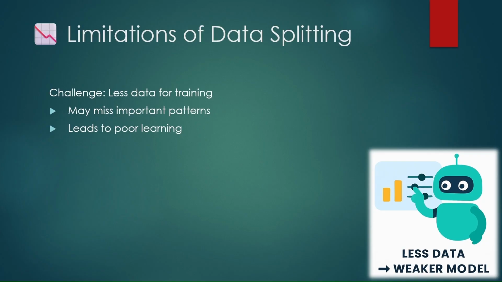Limitations and the role of cross validation. While this three-way split is useful, it comes with a trade-off: less data for training. With smaller training sets, the model might miss important patterns, leading to underfitting.